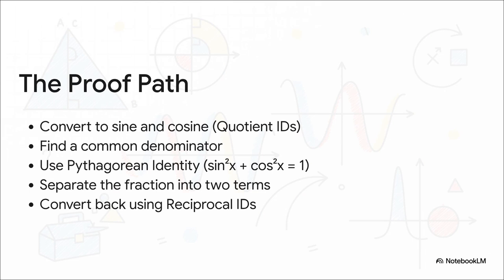So here's our game plan. First, we'll use that classic move, convert everything to sines and cosines. Then we'll do some algebra to get a common denominator. Now at that point, we'll need a new tool, one of the most famous of all, the Pythagorean identity, which says that sine squared of x plus cosine squared of x is always equal to 1. Once we use that, we can simplify and use our reciprocal tools to get to the finish line.